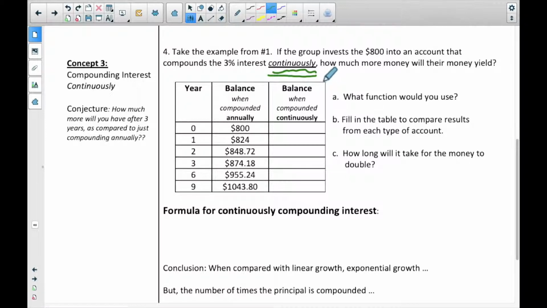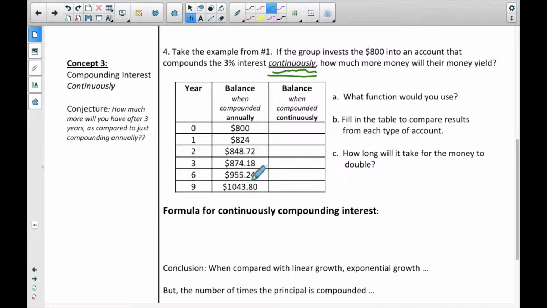If you are compounding it continuously, in other words, not every year, not every month, not every week, not even every day, not even every second, but continuously, that rate is continuously turning over, then how much money will you have? And so over here I have a conjecture. That means like an educated guess. How much more will you have after 3 years as compared to just compounding annually?